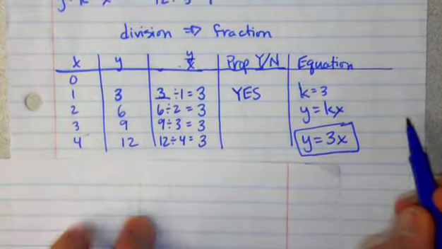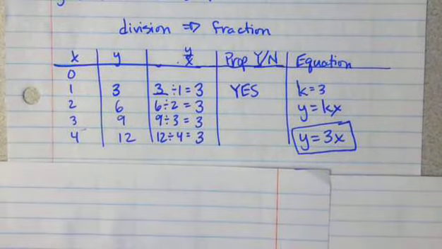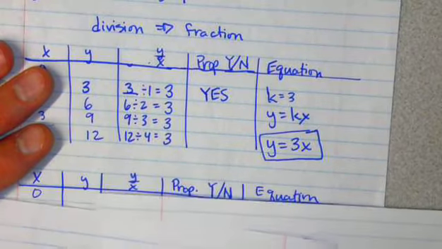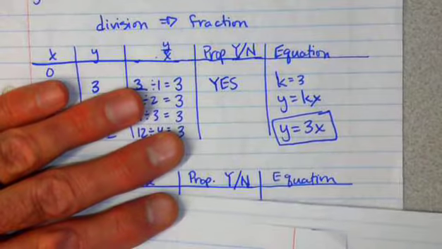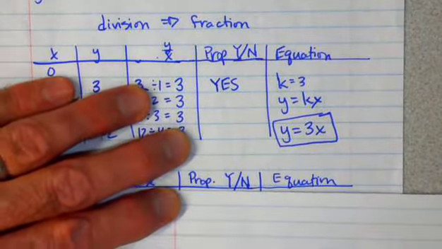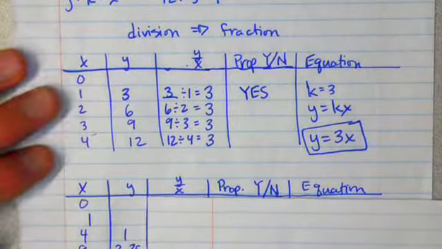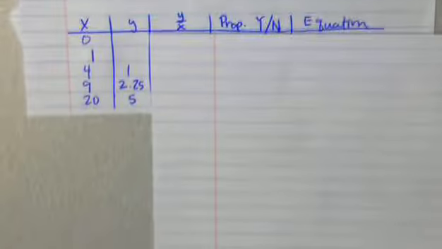That's my equation. All right, let's look at another table, another example. And we're going to set it up the same way, although it might not be quite as obvious, because we're going to look at some decimals.